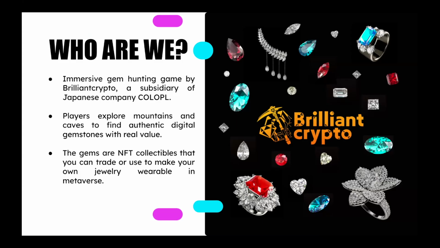Brilliant Crypto is the name of the company. It is the subsidiary of a Japanese company called Colopol. So I'm currently speaking to you all from Japan. Colopol is a very well-known video game development and publisher company in Japan. They have made games that have had over 200 million downloads, and they're publicly traded on the Japanese prime section of the Japanese stock exchange.